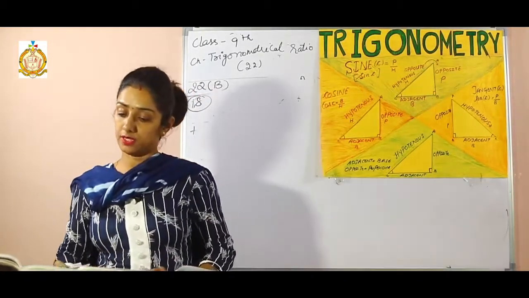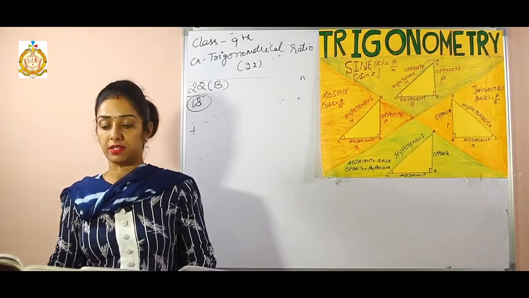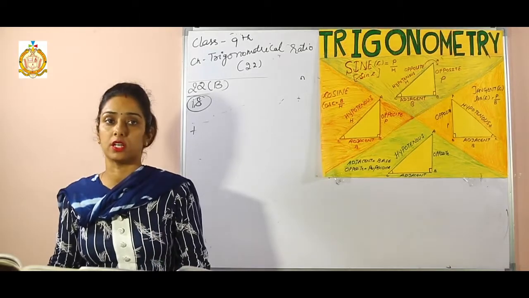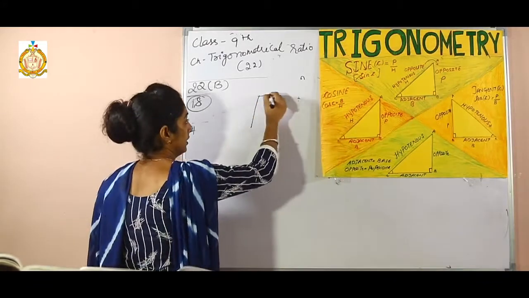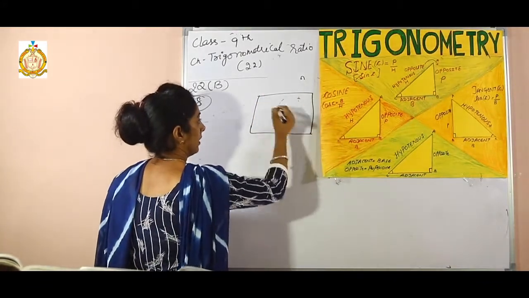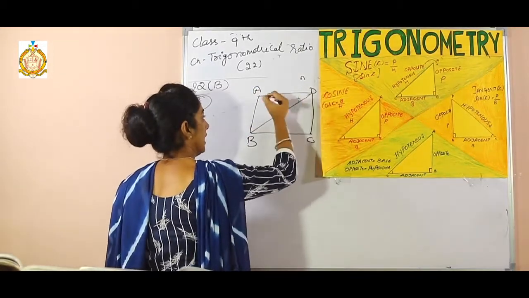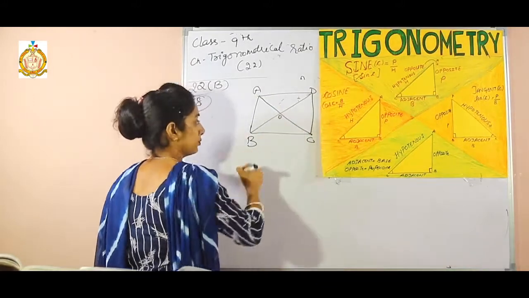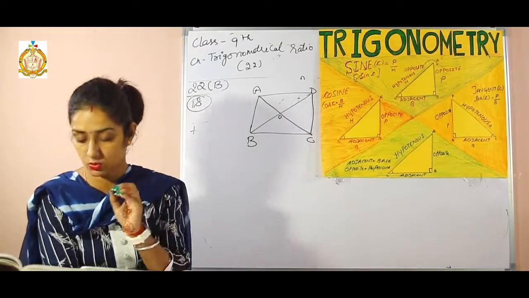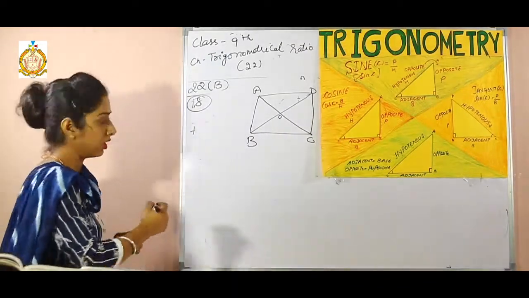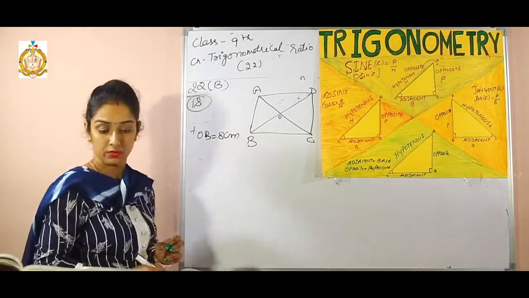In question number 18, in a rhombus ABCD, the diagonals AC and BD intersect each other at a point O. So A, B, C, D, and AC and BD intersect at a point O. First of all, it's a very easy question. We have OB equal to 8 centimeters, right?